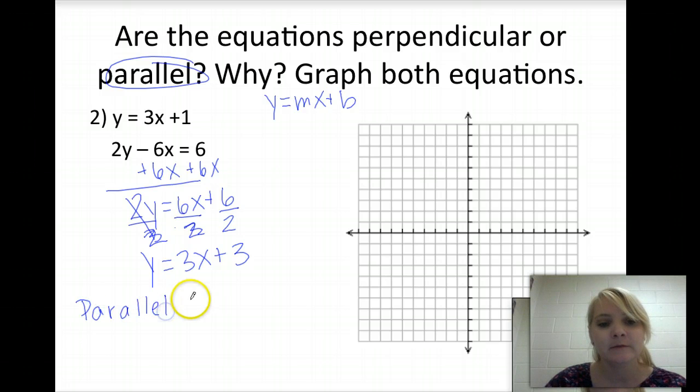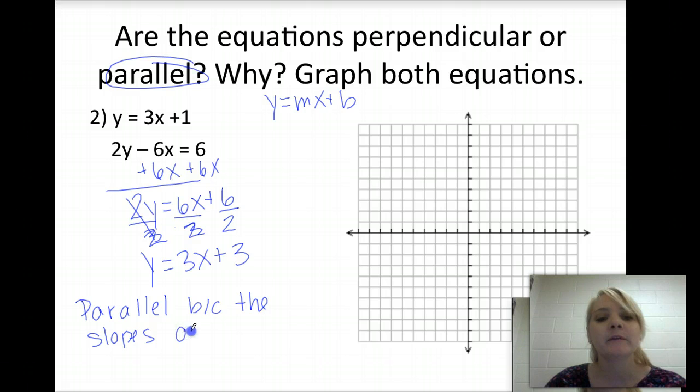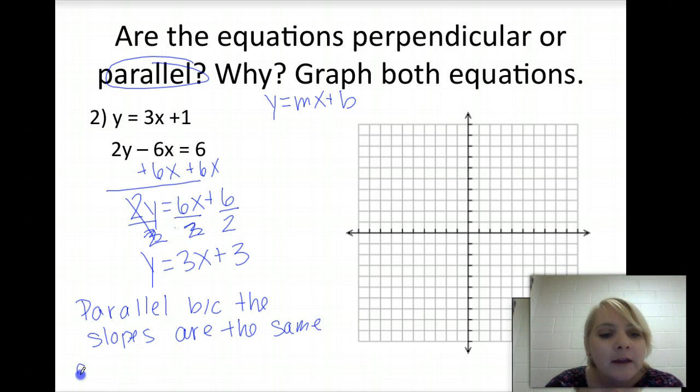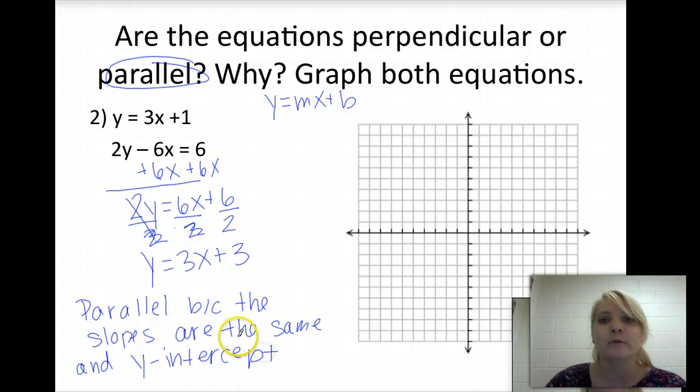So these are parallel because the slopes are the same. They have a slope of 3. And the y-intercepts are different. Now if the y-intercepts were the same, we'd have the same exact line, so they would be intersecting at every single point. But since our y-intercepts are different and the slopes are the same, our lines are parallel.